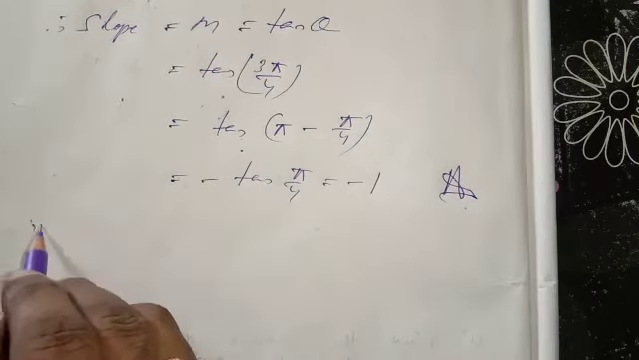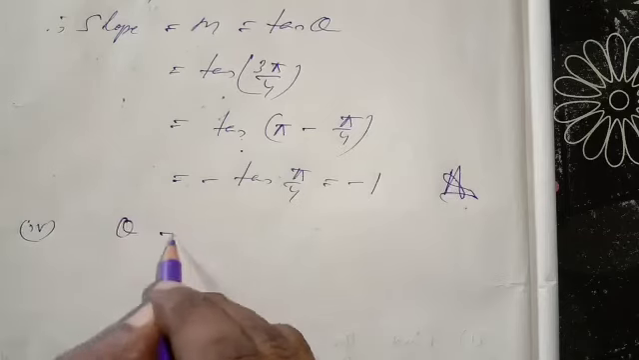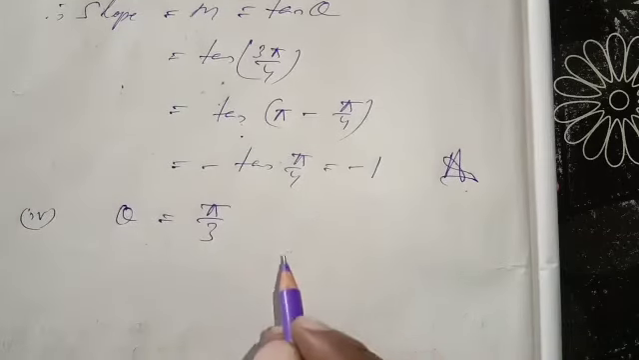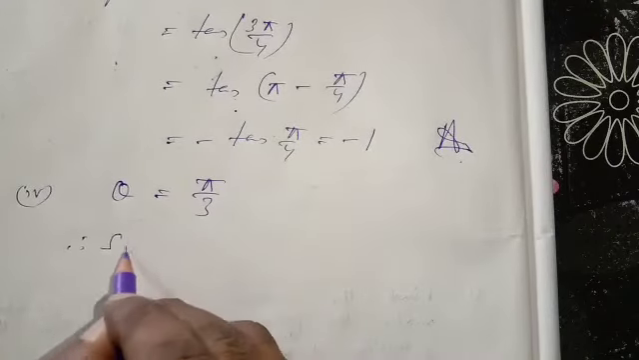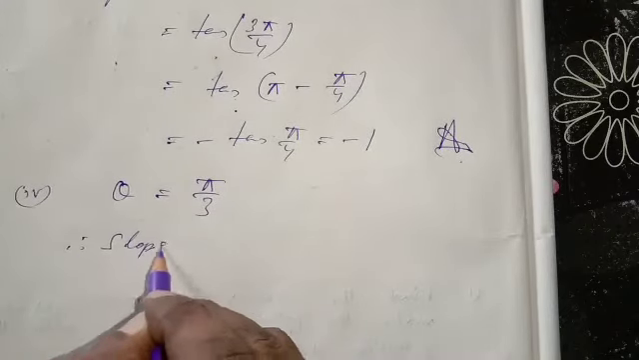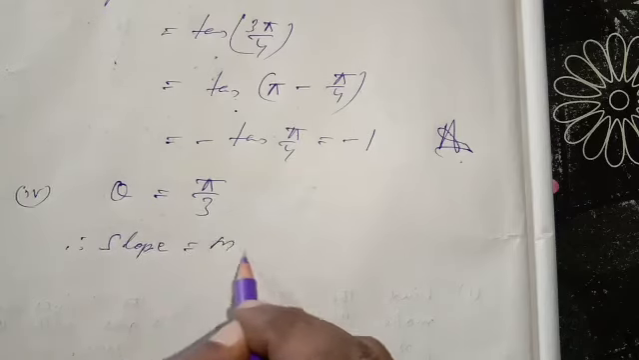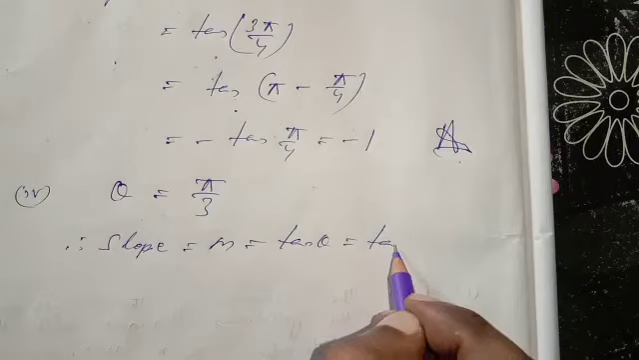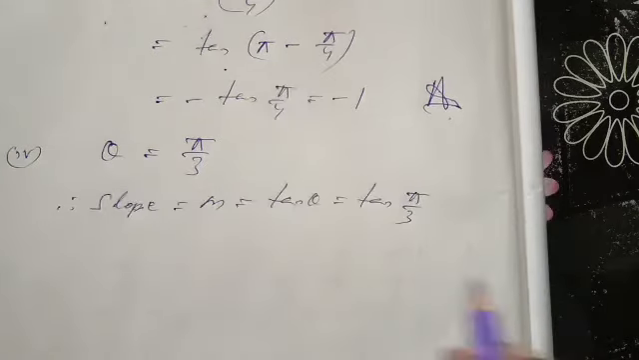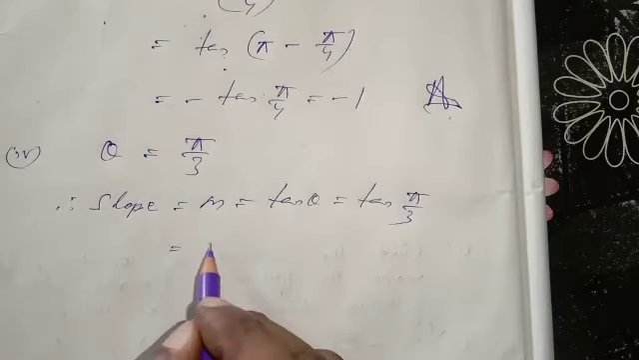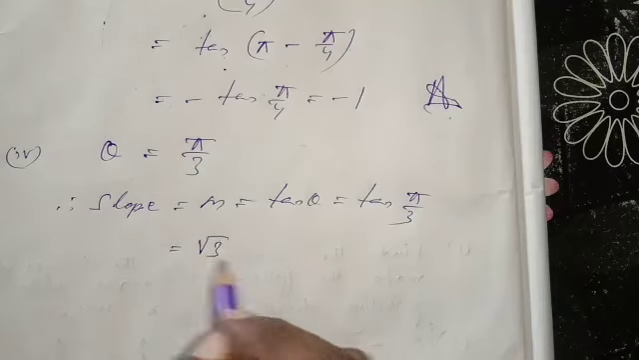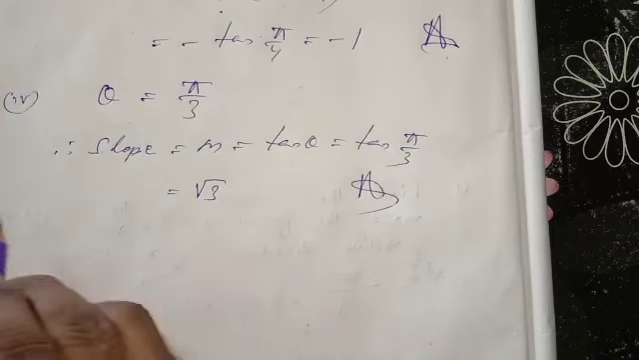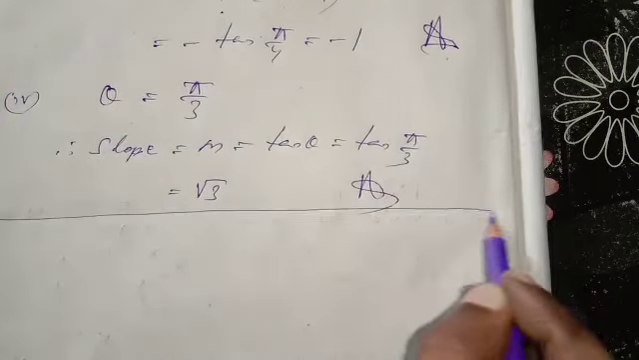The fourth part, the angle of inclination given is pi by 3. Pi by 3 means 60 degrees. Then you have to find the slope of the line having angle of inclination pi by 3, which is m equal to tan theta, equal to tan pi by 3. Tan pi by 3 means tan 60, and tan 60 is root 3. So the slope of the line is root 3. In this way, number 1 is completed, to find the slope of the line.